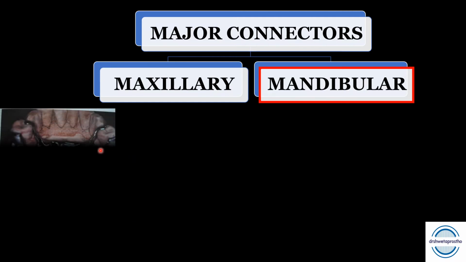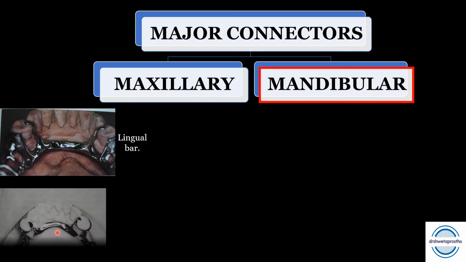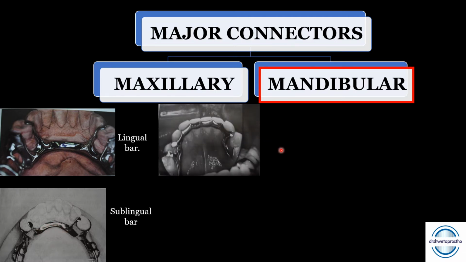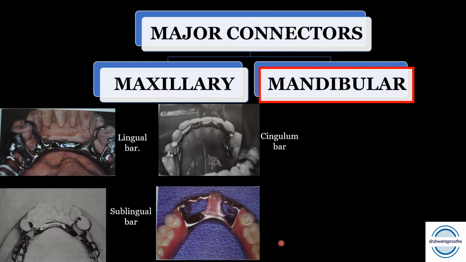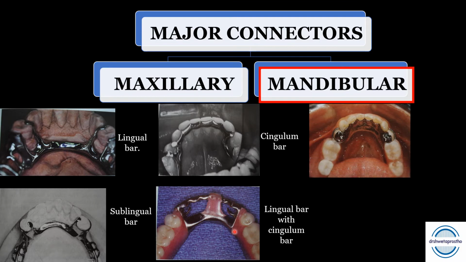Now coming to the mandibular major connector, first we have the lingual bar. It is a bar-like structure which is present 4 millimeter away from the free gingiva. Second, we have the sublingual bar, which is a bar which is present horizontally in the floor of the mouth. Third, we have the cingulum bar, which is present on the cingulum, giving it a scalloped outline. Then fourth, we have the lingual bar with the cingulum bar. That means we have two bars which are connected with a minor connector.